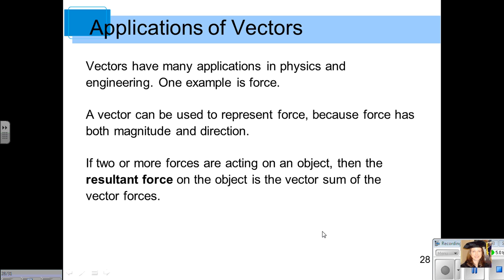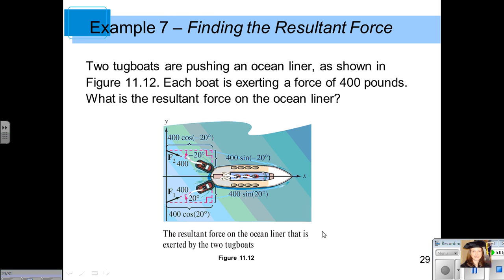If two or more forces are acting on an object, then the resultant force on the object is the vector sum of the vector forces. Here's an example. Two tugboats are pushing on an ocean liner as shown in this figure. Each boat is exerting a force of 400 pounds. What is the resultant force on the ocean liner?